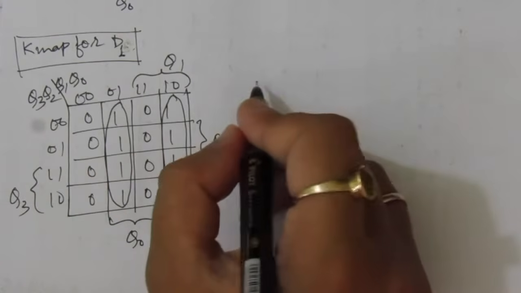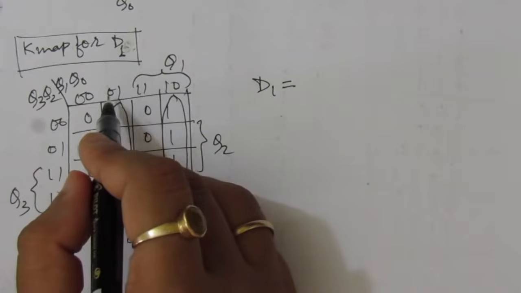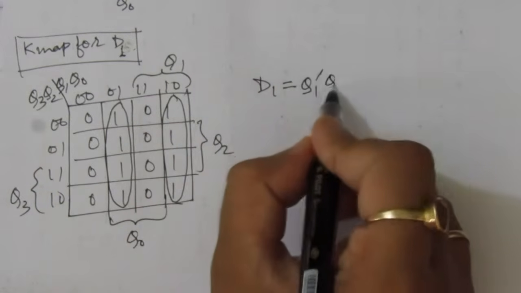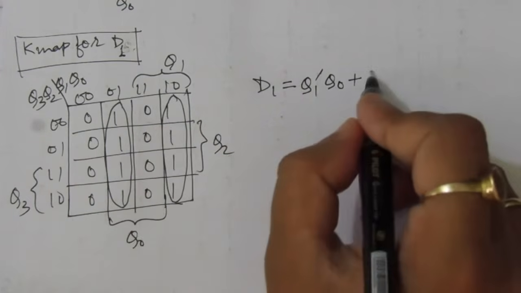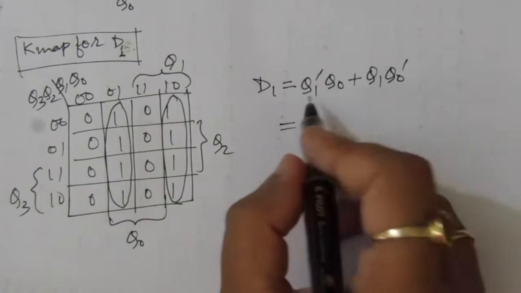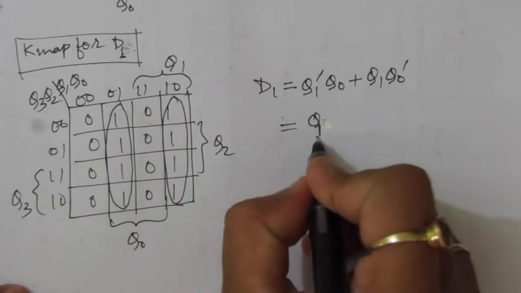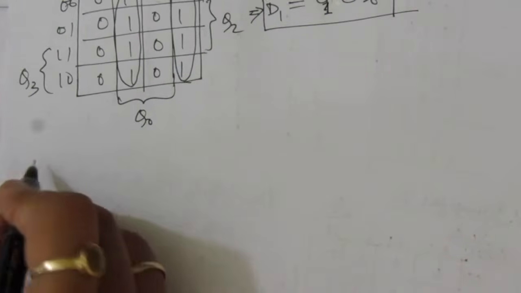So this will be one term, okay, this will be another term. So d1 is equal to, from this combination we'll get q1 bar q0, plus from this term we'll get q1 q0 bar. So this is nothing but XOR operation, a bar b plus a b bar, so we can write it as q1 XOR q0.